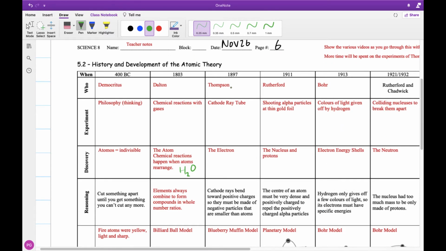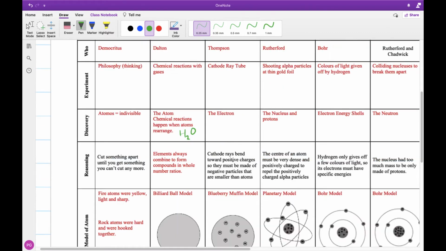Fast forward 100 years, Thomson did a cathode ray tube experiment, and he discovered the electron. He found that cathode rays bend towards positive charges, so they must be made of negative particles that are smaller than atoms. So he was in this cathode ray basically shooting rays of electrons, and he found they bent towards positive charges. So there must be something, and he got these rays off of atoms themselves. So he's able to strip the electrons away from atoms and shoot them in a beam, and found that they were negative.